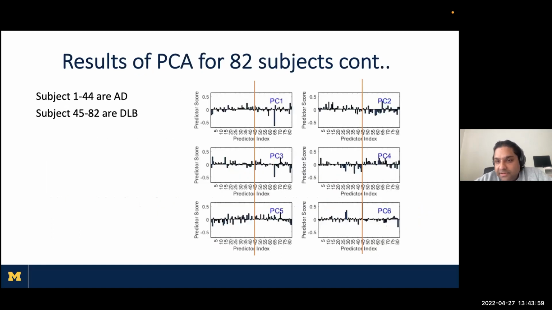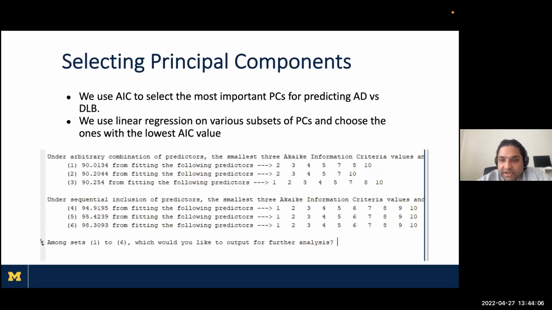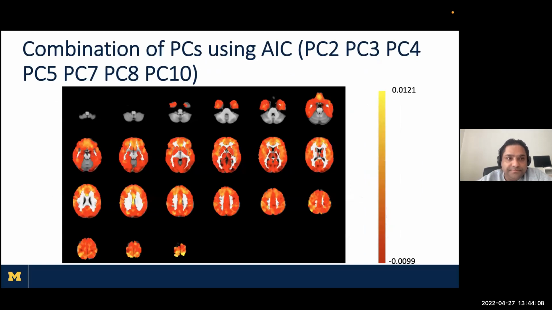If we look at the previous slide, components 2, 3, and 4, we see that those subject scaling factors actually separate the group pretty well. Once we combine all these principal components from the one that we get from the AIC, we can see that the weights are adjusted based on the combination of the principal components, and now it ranges from 0.001 to 0.0121.